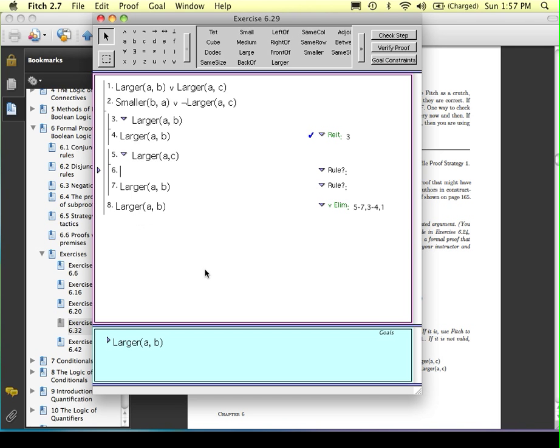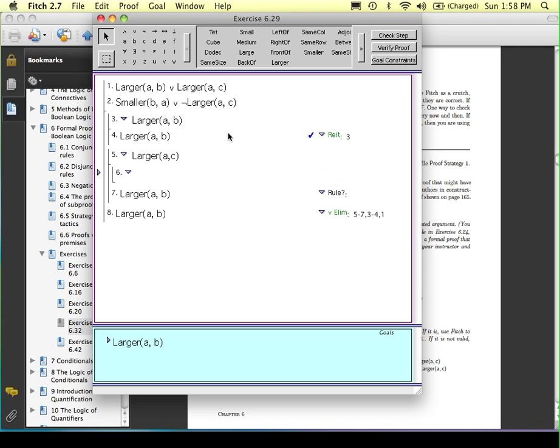One of the reasons I think it might work, actually there's two reasons. First off, the first disjunct says smaller BA. Well, you know, based on the meaning of smaller, if B is smaller than A, then A is larger than B, which is something that we're after. The second disjunct says A is not larger than C. But if you look at what you have in line 5, it tells us that A is larger than C. So we have a contradiction.